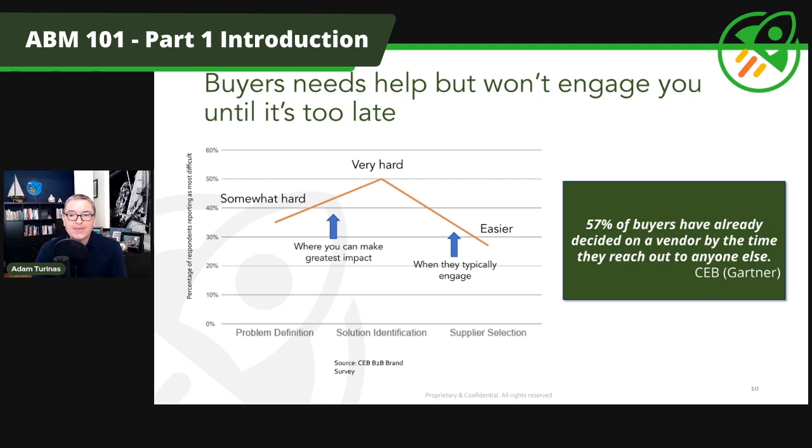The problem is we don't typically engage B2B vendors until much later in the process. In fact, what they found was that 57% of buyers have already decided on a vendor by the time they reach out to anyone else. Pretty depressing, I think you'll agree.